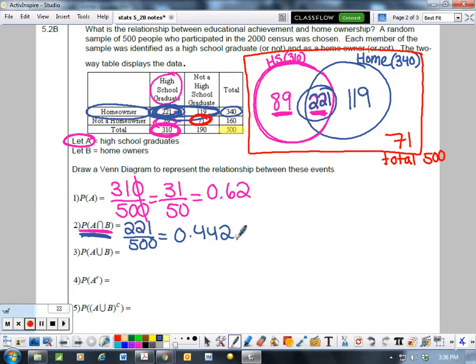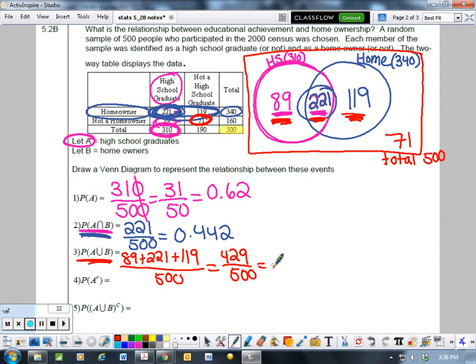Now A union B. So A union B means it can be A or B. So that means I've got several options here. I can add up all the parts of what are A and B. So this part of just A, this part of A and B, and this part of just B. So I could do 89 plus 221 plus 119 all over 500. So 429 out of 500. 0.858.